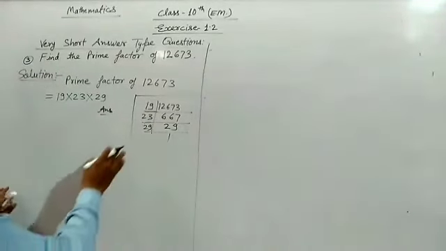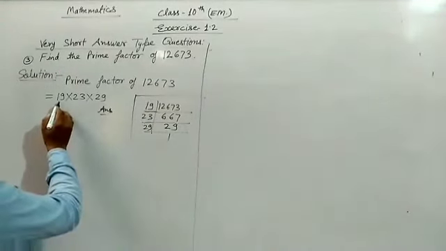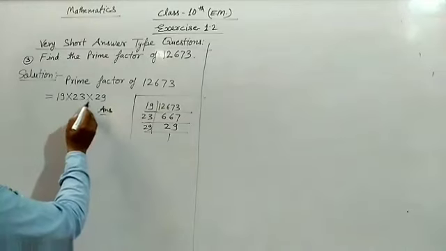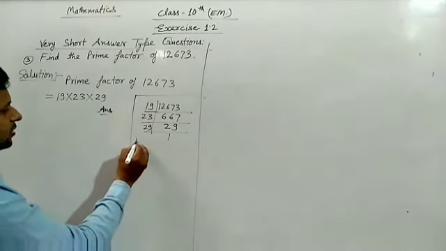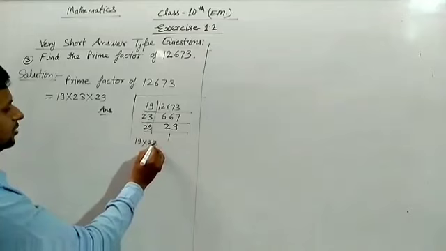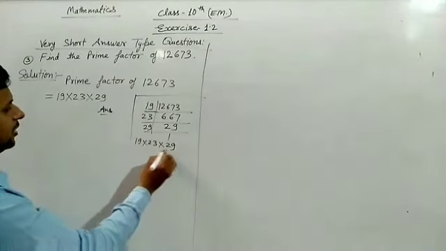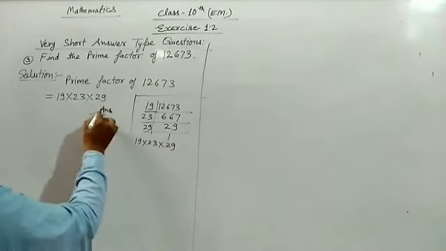Clear? So in this way we got 19 into 23 into 29. This is our prime factorization.